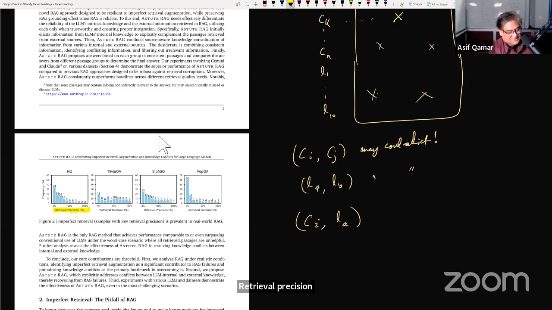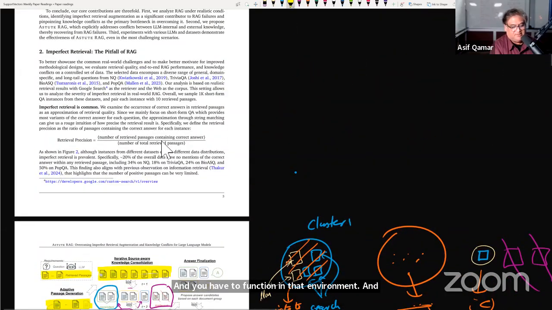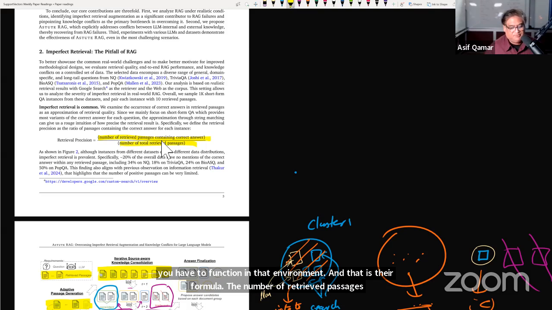A retrieval precision, shockingly, 0%. How often you get no good result, no relevant or correct fact in the search result: 34% of the time in one data set. In another data set, 18% of the time, 25. So they average all of it out to about 19 or 20% of the time. They say that RAG systems are pulling in results that simply are irrelevant to the question being asked. And you have to function in that environment. And that is the formula, the number of retrieved passages containing the correct answer over the total number of retrieved passages.